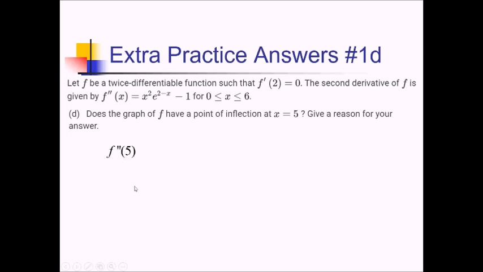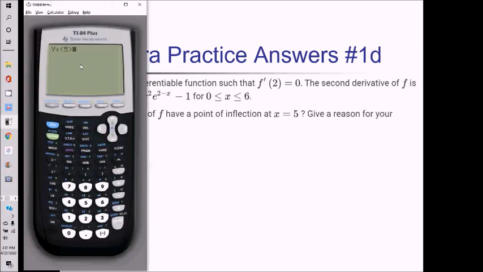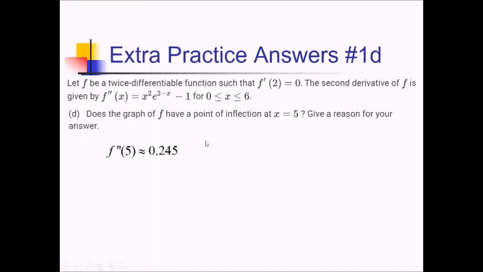So if we do f double prime of 5, let's do that on the calculator and see what we get. On the calculator, I'm going to do alpha trace to pull up this y1 here, open parentheses and put 5 in there. I stored f double prime as y1 in my y equals, so this is a quick way to just plug in 5 to that. And if I press enter, f double prime of 5 appears to be about 0.245.